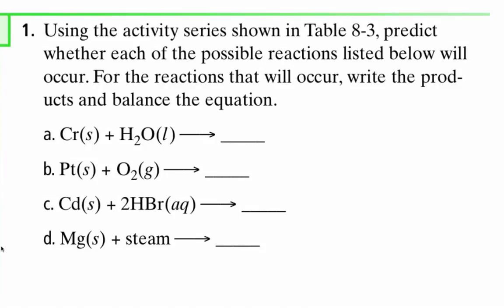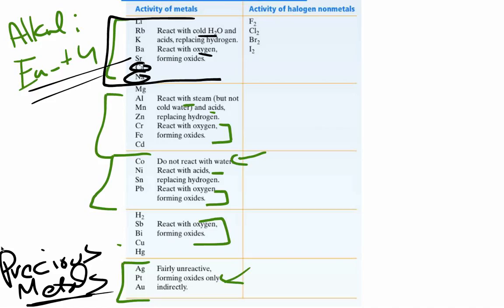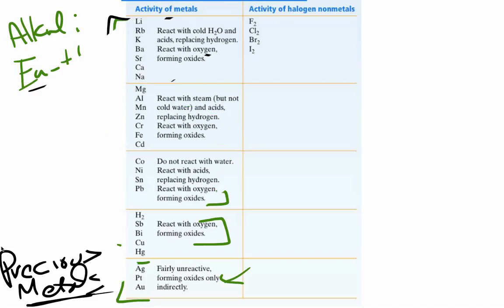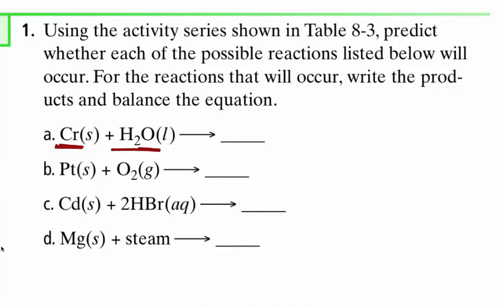So here's how we're going to use the reactivity series. That reactivity series will allow us to predict whether or not a reaction is going to happen. So I have chromium, I'm reacting it with water. I want to know, is chromium going to react with water? Well, let's go back to our reactivity series and see where it is on this series. Well, chromium is right here. It says it will react with steam, but not with cold water. So if we have liquid water here, this is going to be no reaction, because chromium is not reactive enough to react with cold water.